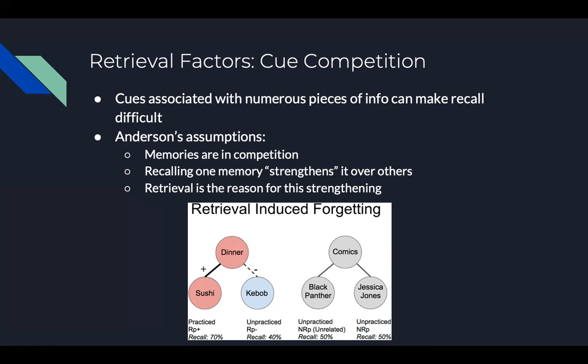And so there have been studies with word pairs where the first word of the word pair acted as a cue to participants. So for example, on the slide here, I have the word dinner. So maybe the word pairs would be dinner sushi and dinner kebab. And also comics, Black Panther, comics, Jessica Jones.